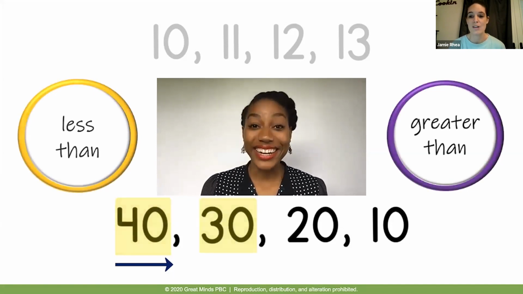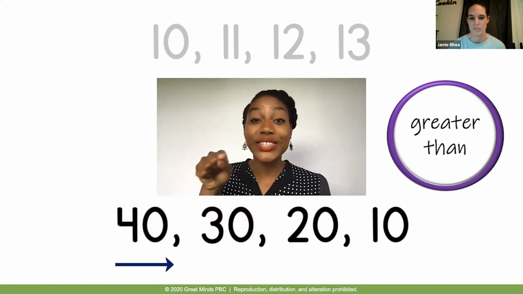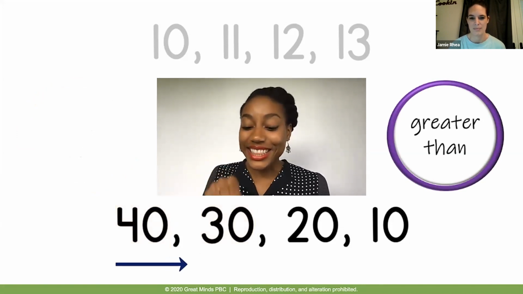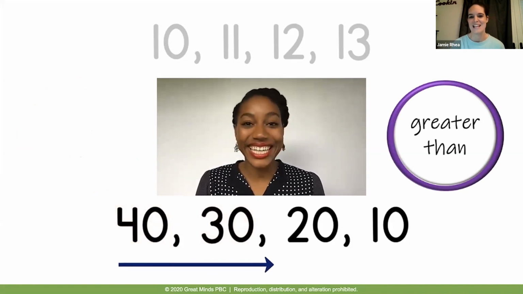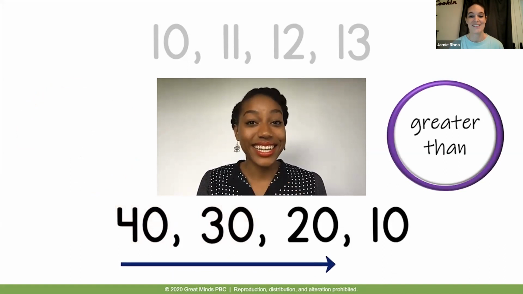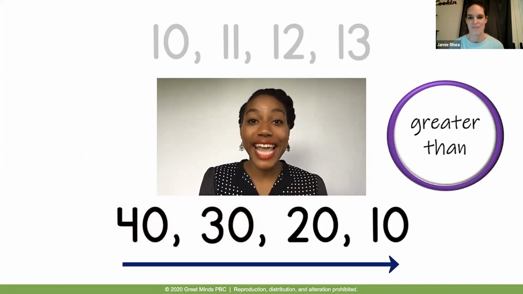There it is. 40 is greater than 30. 30 is greater than 20. Say the last one. 20 is greater than 10.